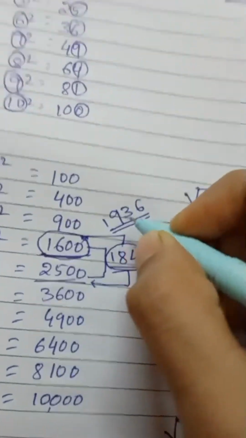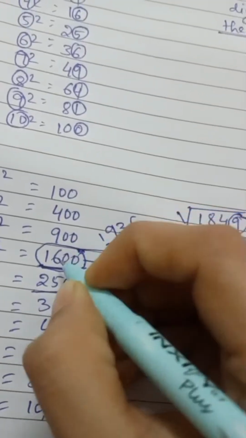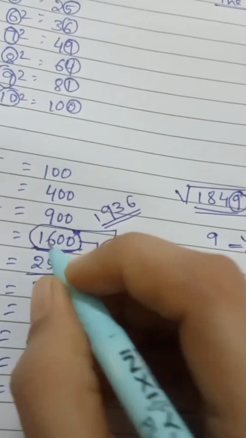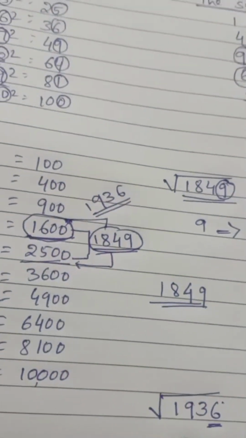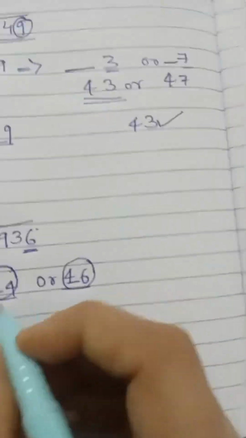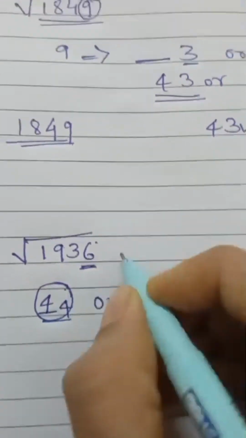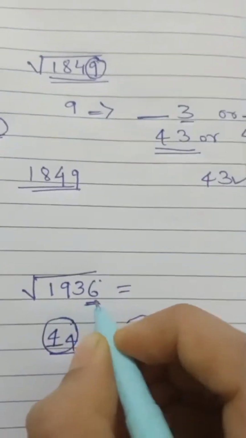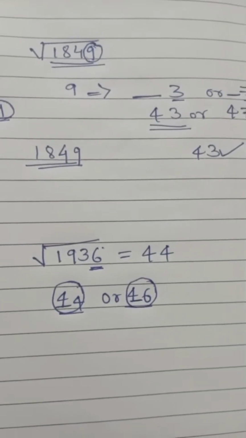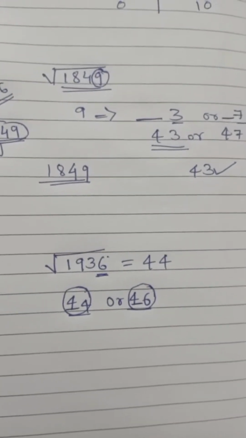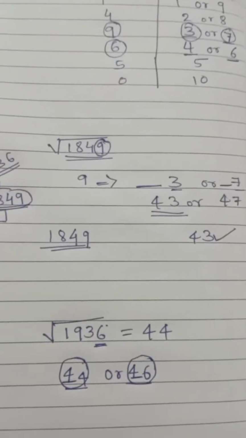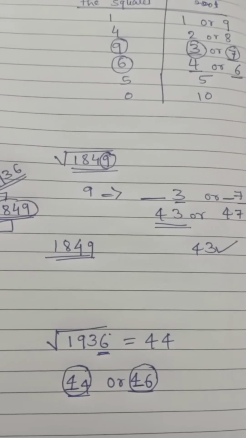Okay, now check whether 1936 is near to 1600 or 2500. 16, 17, 18, 19. Okay. This is near to 1600. So we should take the smaller number, that is 44. So the square root of 1936 is 44. Okay. For today, I have taught you square root of any 4-digit numbers.